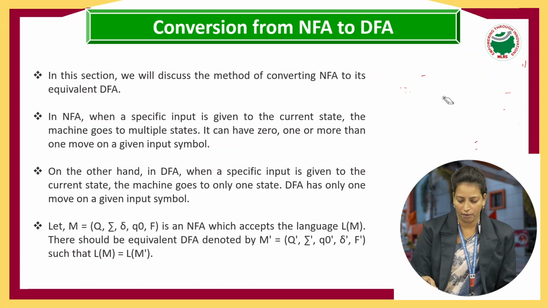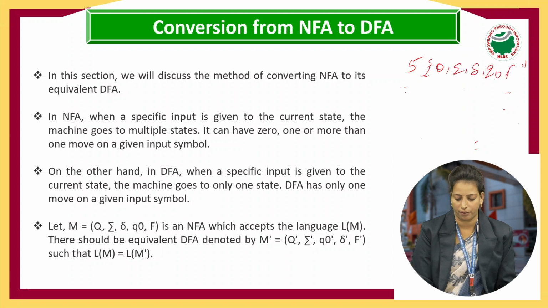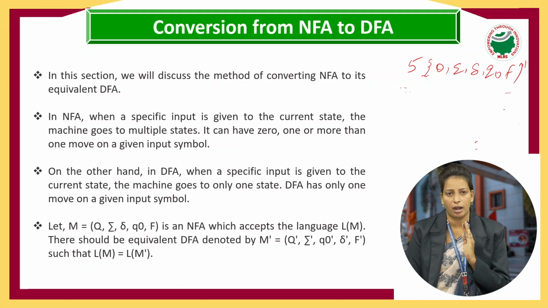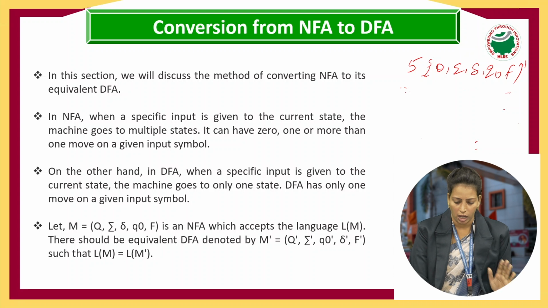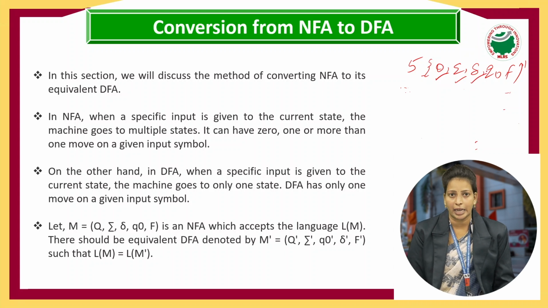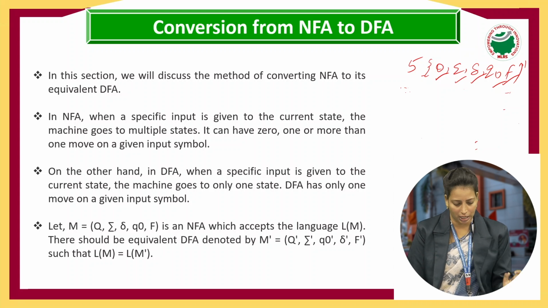DFA consists of how many tuples? 5 tuples: Q, sigma, delta, Q naught and F. Q indicates set of states, sigma indicates set of input symbols, delta indicates mapping function or transition function, Q naught indicates initial state, F indicates set of final states. Same as NFA. What is the difference here in DFA?